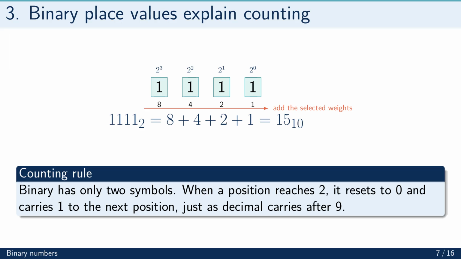When a binary position reaches 2, it resets to 0 and carries 1 into the position to its left. This is the same principle as decimal counting, where reaching 10 resets a digit and creates a carry. Understanding place values is more useful than memorizing isolated conversions, because it lets you reason about any binary pattern. It also explains why adding one bit doubles the number of possible patterns available.